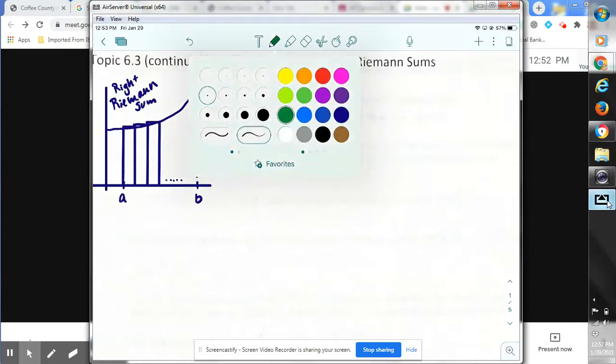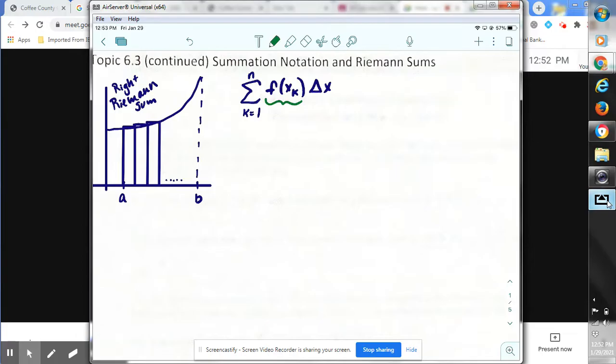And so this f of x sub k is going to be the height of the rectangle. And then this delta x is going to be the width of each rectangle. All right, so the width, we'll put it like this: this is a delta x, this is a delta x, this is a delta x. So now the height.